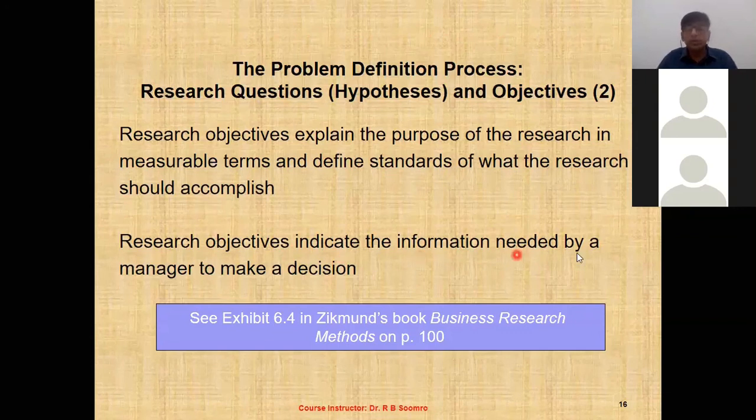Research objectives indicate the information needed by the manager. If you want to know more, the Zikmund book is available, Exhibit 6.4, page number 100.